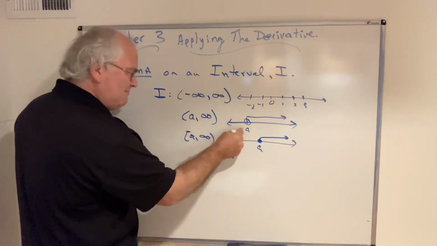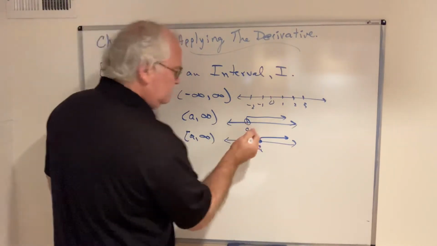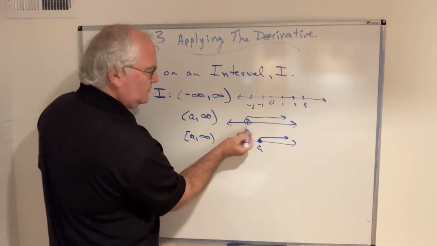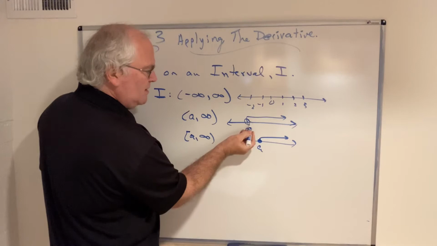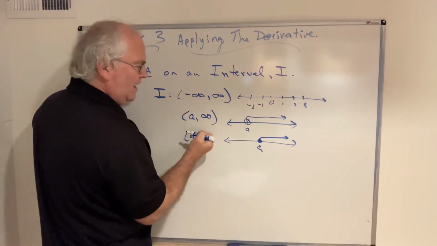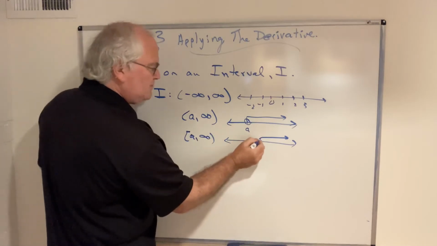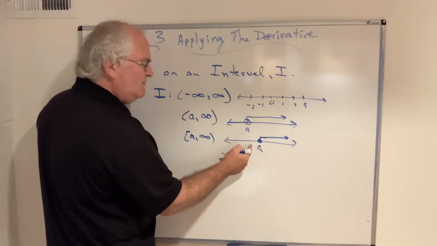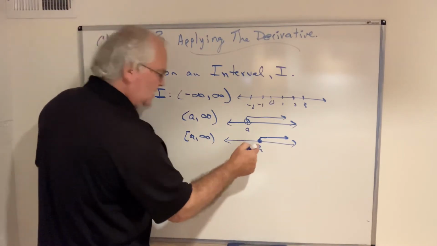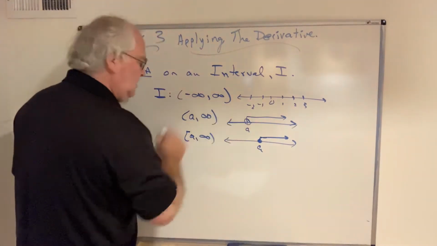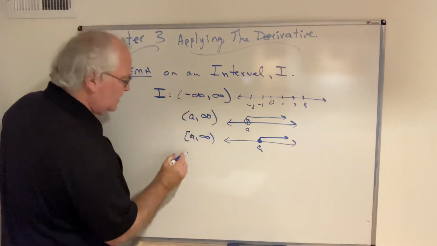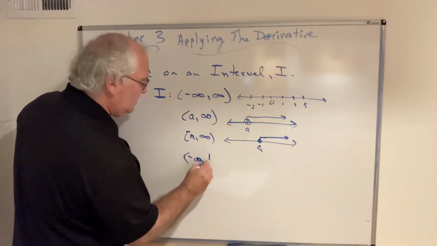And remember, what that means is that there is no smallest value in this interval, because no matter what number we pick, we could magnify and find a number between there and A. Whereas in this picture, there actually is a minimum value in the interval. It is A. And so this includes the endpoint A. This does not include the endpoint. We also have the corresponding negative infinity to B.